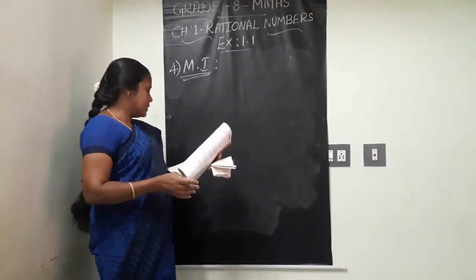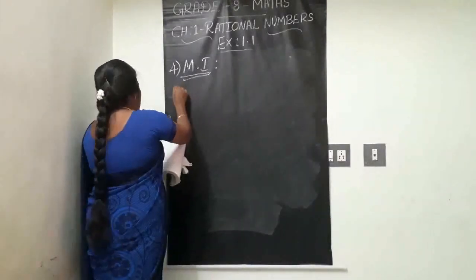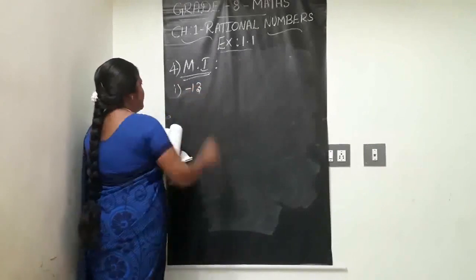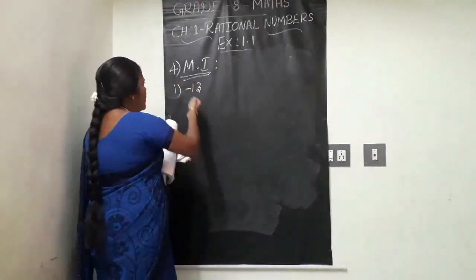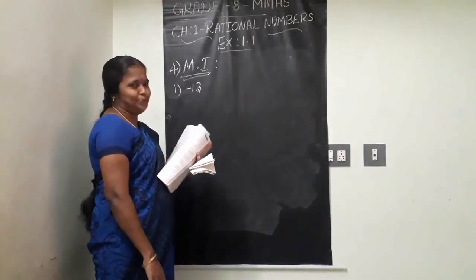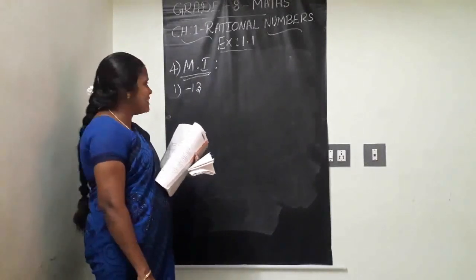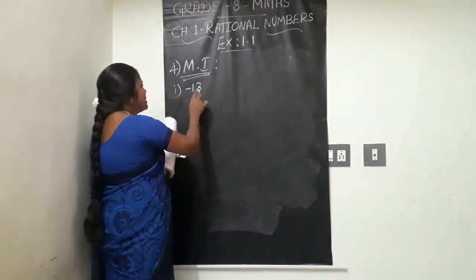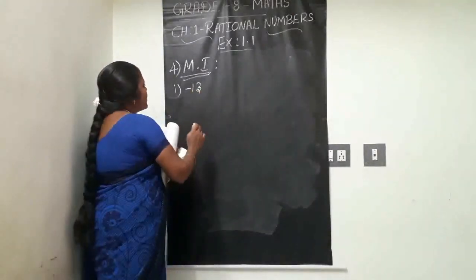Now, related to that, some questions are given here that we have to solve. See, first question, minus 13. We have to write its multiplicative inverse here. Actually, what is minus 13? Is this a rational number? No. Actually, what is this? This is an integer. Minus 13 is an integer. So, what is its rational form?